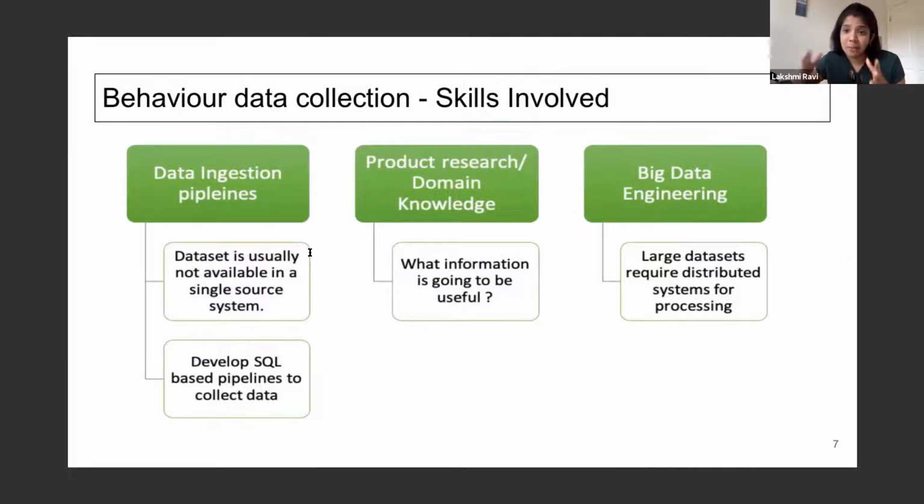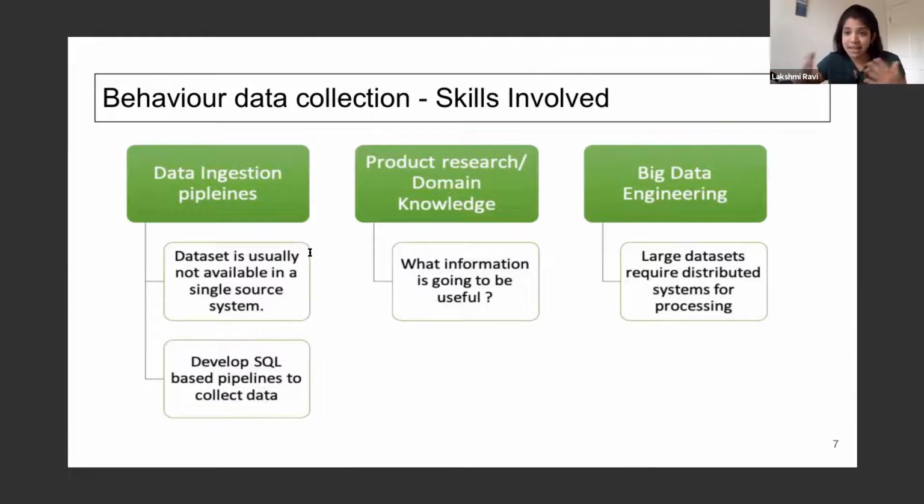The second thing is domain knowledge. We will have all sorts of information everywhere, so we have to have some domain knowledge. Either you will work with the product research team or a domain expert to identify what useful information you can start collecting as part of data collection itself. What is the window of time you need to collect? What are the particular users you are looking to collect? These all come under this category.